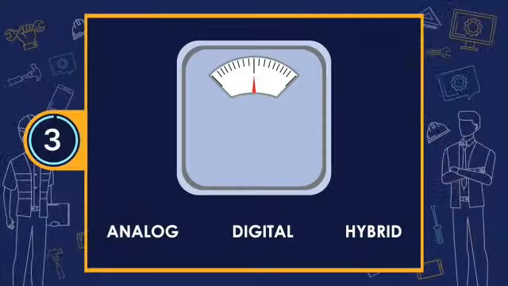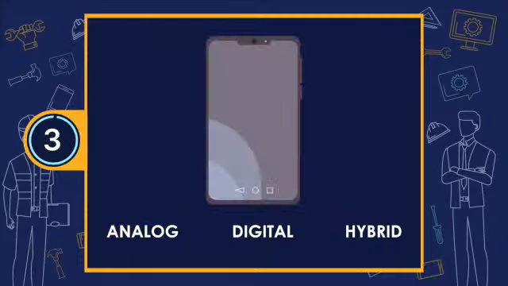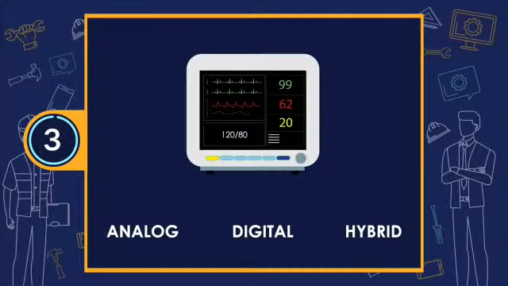If you want to check your weight, you use a weight scale. Can you help me identify whether this is an example of an analog, digital, or hybrid computer? Time's up. The answer is analog computer. Let's see the next photo. A smartphone. Time is up. A smartphone is an example of a digital computer. Here is the third photo.